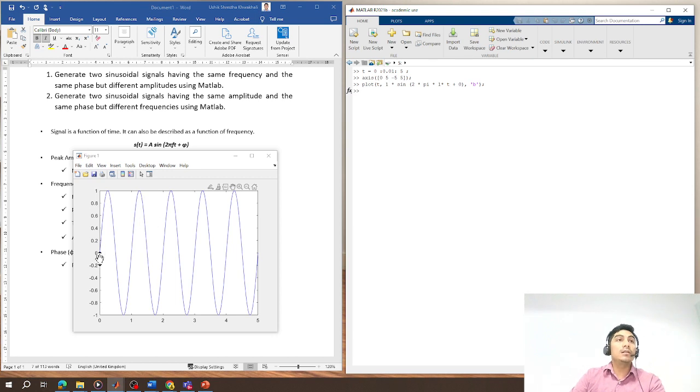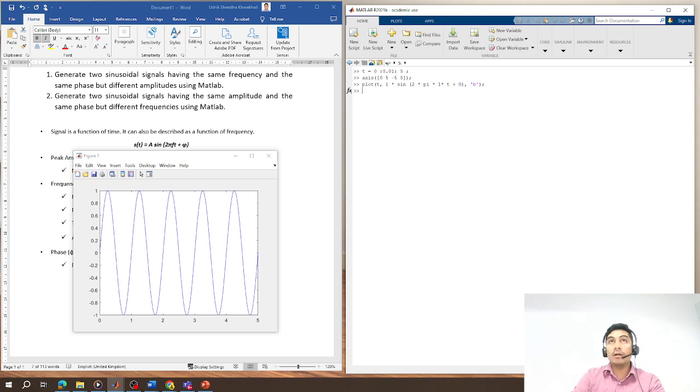This signal has the maximum amplitude of 1 and the frequency of 1, which means one complete waveform takes 1 second. All right, so that is the frequency. So now let's say we want to generate another signal having a different amplitude value. To do that in MATLAB, it's quite easy.